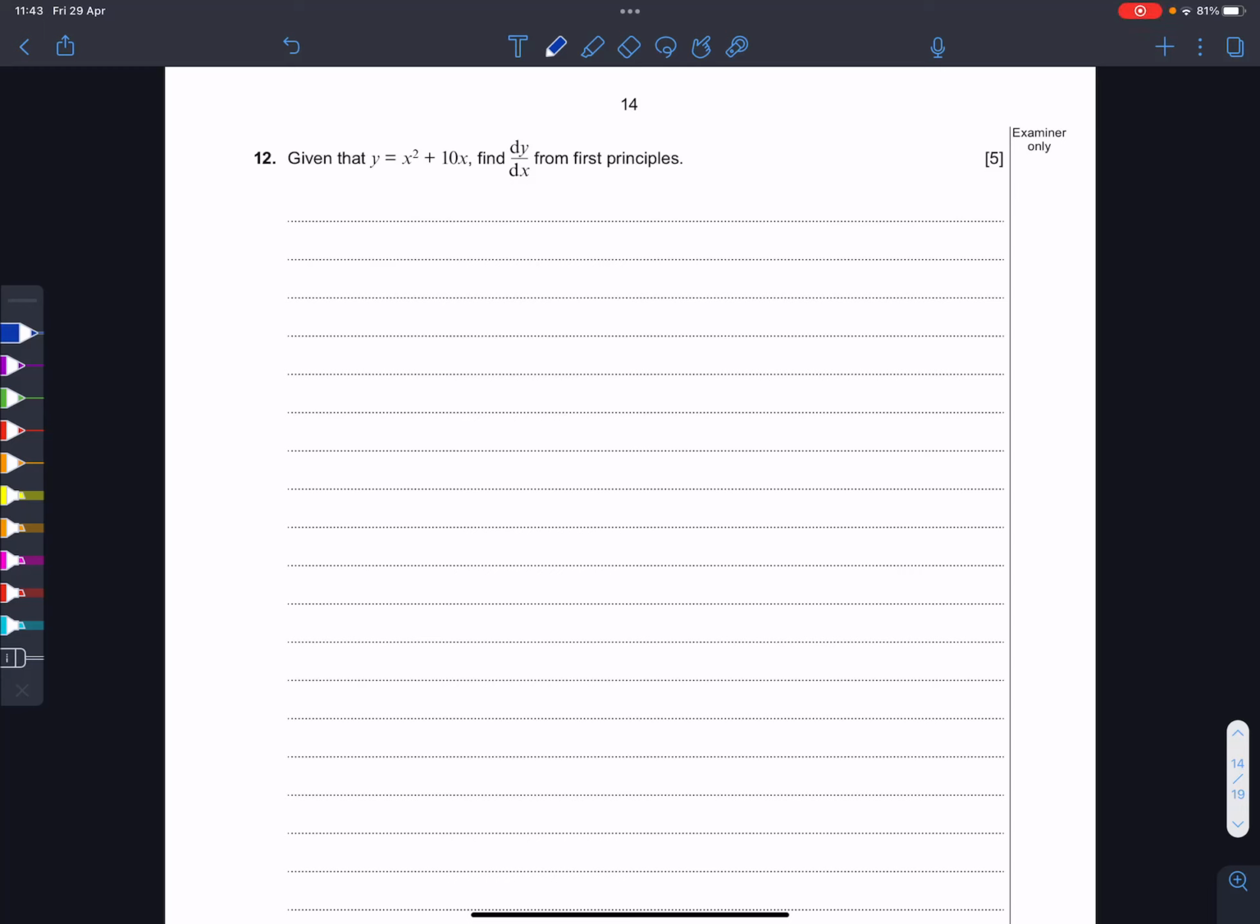Okay, so first principles is a very, very common question. So the first thing I'm going to do is call the thing that we've got, y there, my function of x. So my function of x is x squared plus 10x. And then I have my f of x plus h is the next thing I want to work out, which is x plus h all squared plus 10 lots of x plus h.